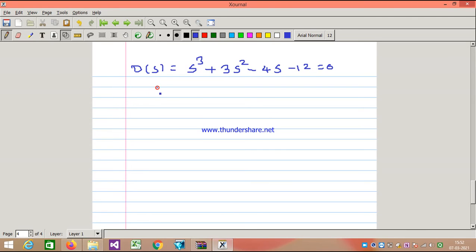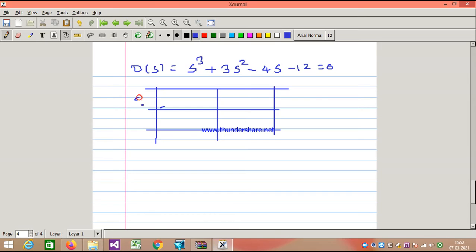Now again, just put everything in the RH table. The highest degree is s cube here, right? Then s square, then s raised to 1, then s raised to 0. For that we require the table. What is s cube? S cube is the odd one, so let's take all odd coefficients. It is 1, so I'm taking 1 here. This is -4, I'm taking -4 here, and again 0.